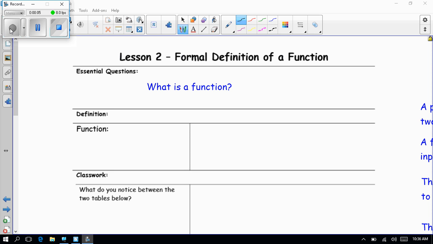We are in Module 5. This is Lesson 2, and you should be on page 9 of your workbook. Lesson 2, the formal definition of a function, and your essential question, what is a function?